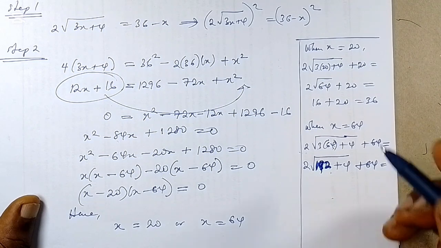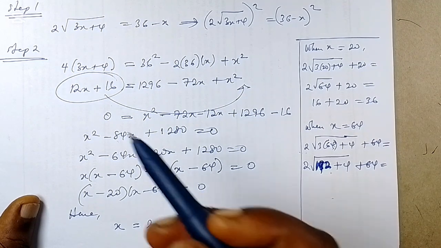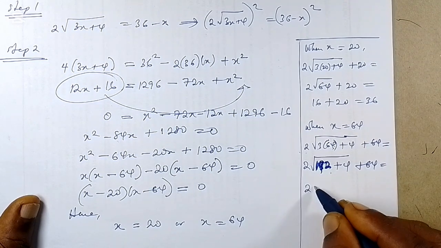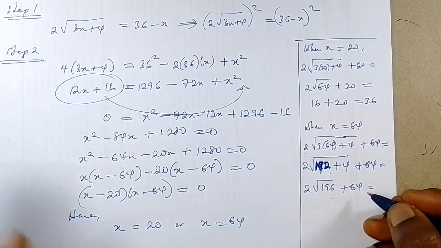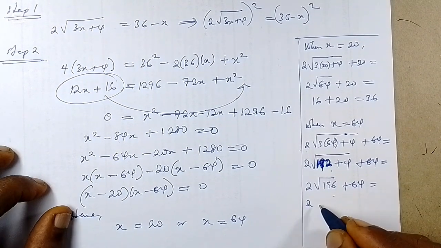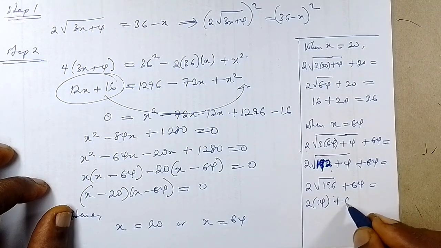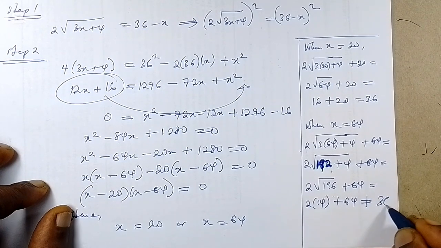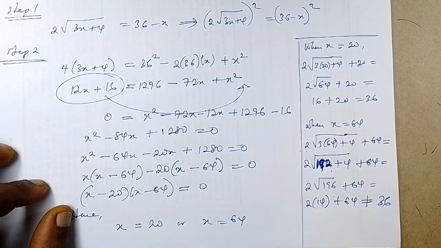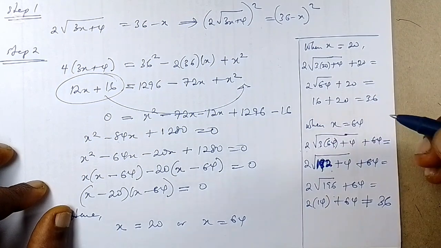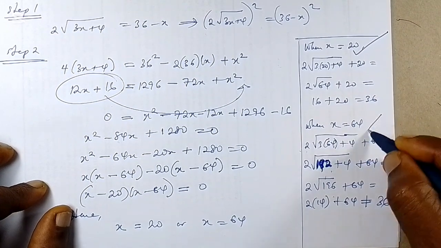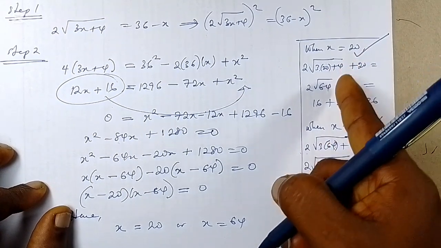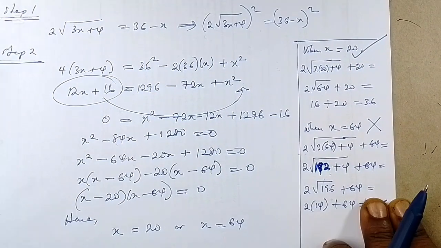We want to know out of these two roots which one is the correct solution to that problem. So this will be 2 times the square root of 196 plus 64, and the square root of 196 is 14. So 2 times 14 is what you have here plus 64, which is certainly not equal to 36 on simplification. So it means that the actual value of x is 20, not 64. So we will take this root as the solution to this equation in irrational form.